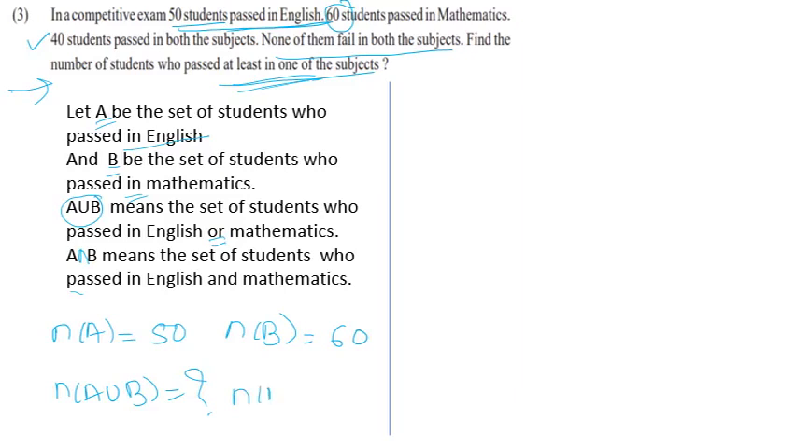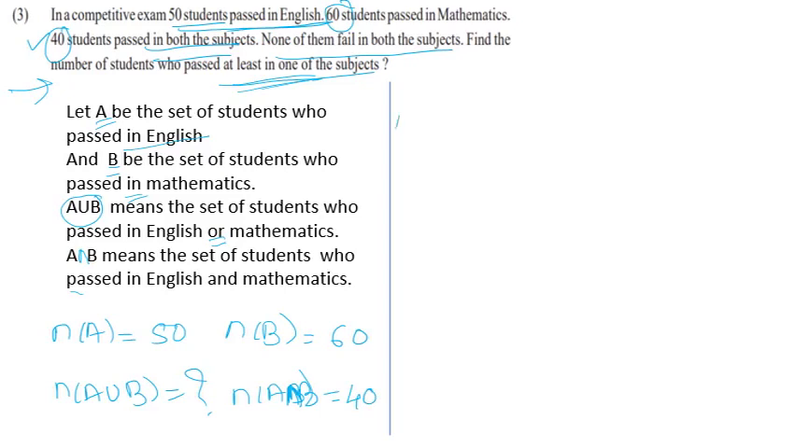Now A intersection B. A intersection B means what? The set of students who pass in both English and mathematics. And how many students are given? 40. See, 40 students pass in both subjects. Therefore, here we write 40.